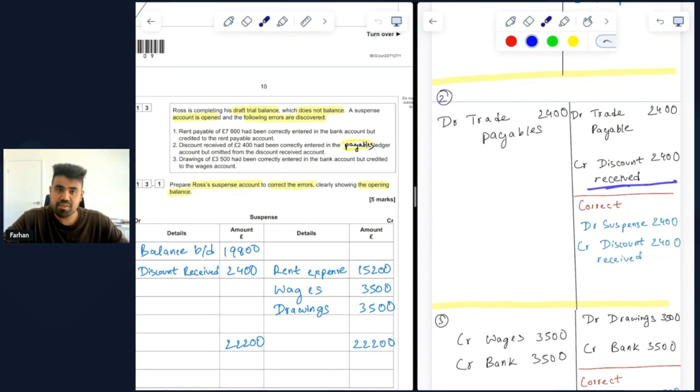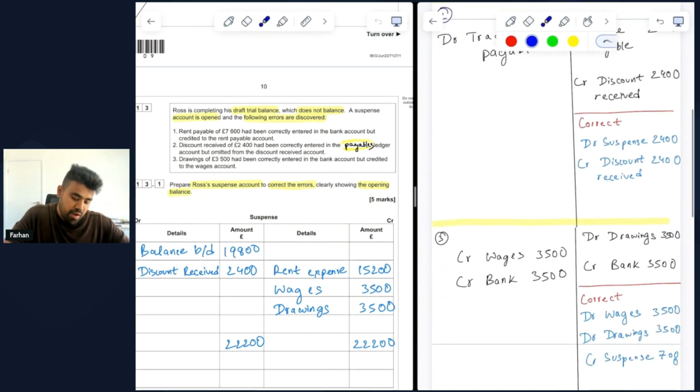Now, how do we fix this? Very simple. We just take care of the missing entry. So we bring that here. We credit discount received by £2,400. And then again, we have nothing else to debit against the discount received. So that's where we fill in suspense to use the gap. So debit suspense by £2,400. Okay. Let's look into the last transaction for drawings.